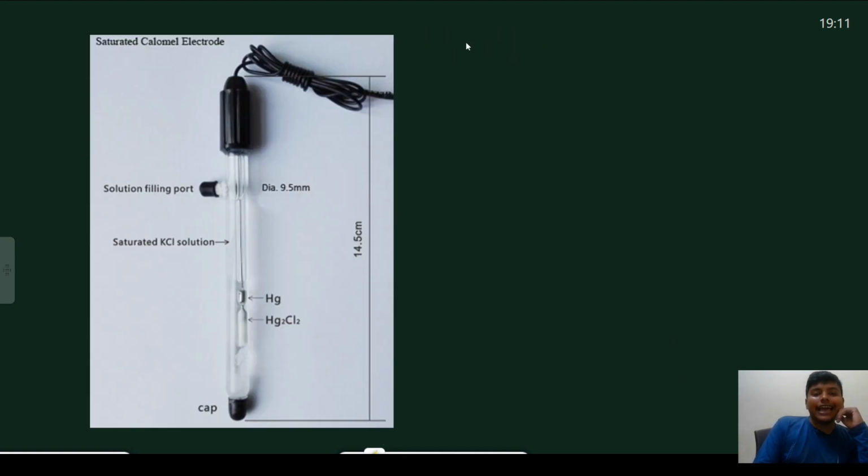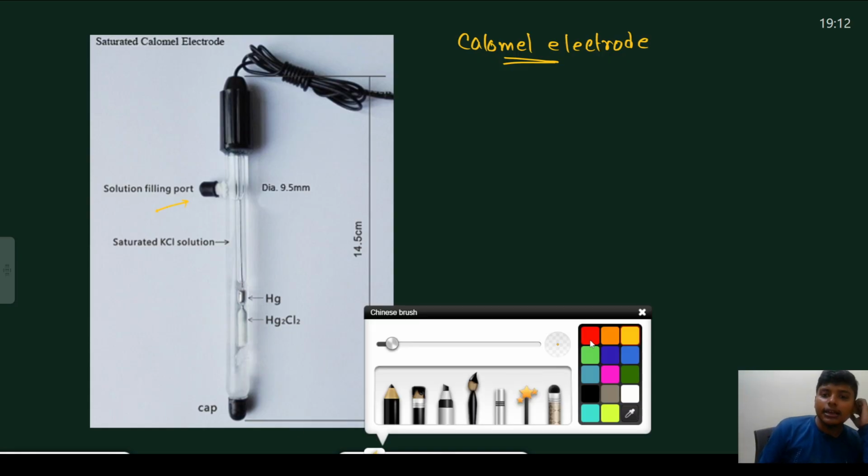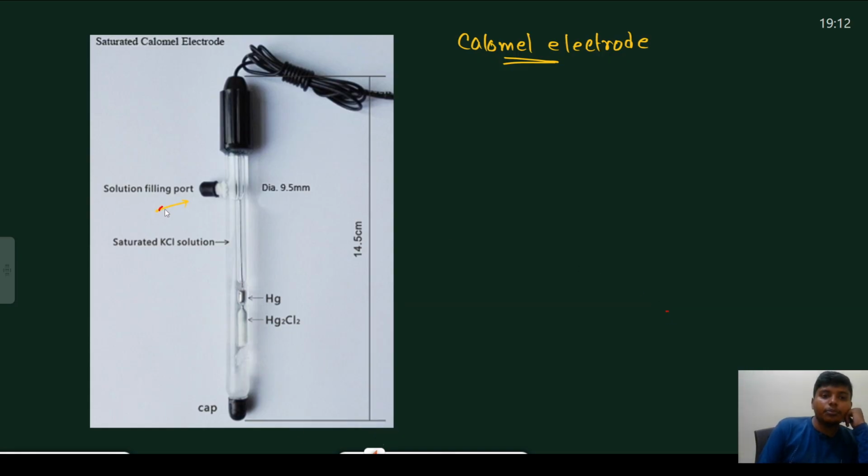So this is known as the calomel electrode. Now, what is the calomel electrode? This is an electrode made up of glass, and on this side there is a port where you can put any gaseous substance. It is made up of mercury, Hg, and here it is Hg2Cl2.